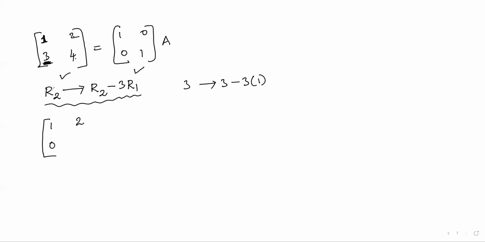R2 we are transforming as R2 minus 3R1. Why? To make this one 0: 3 minus 3 times 1. This is how you should apply. And then 4 becomes 4 minus 3 times 2, that is 4 minus 6, which is minus 2. R1 is not changed. Understand? Very important.